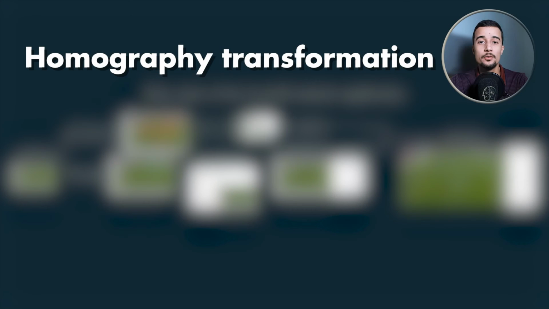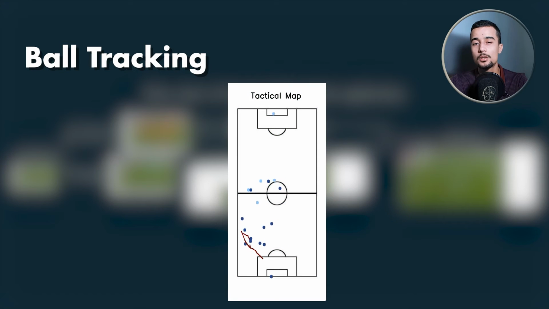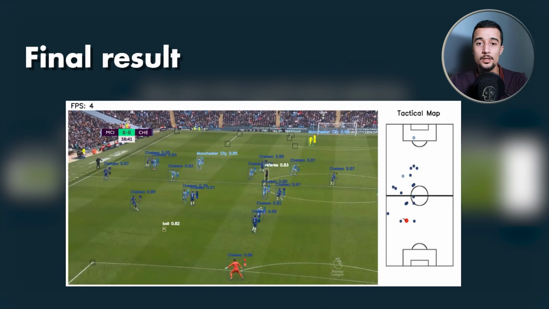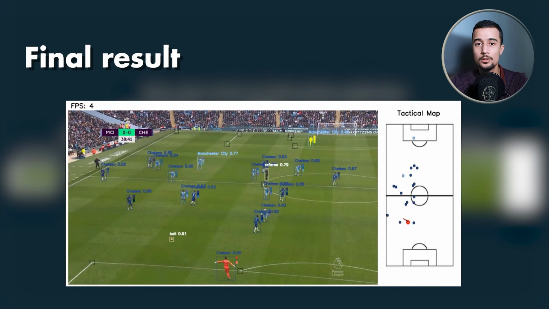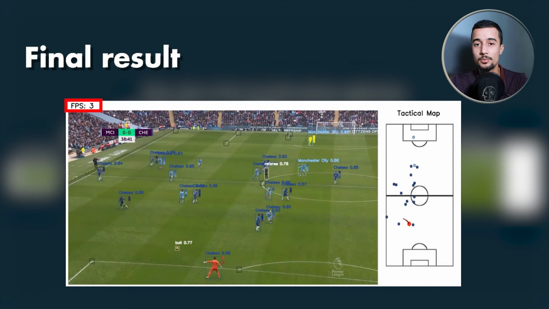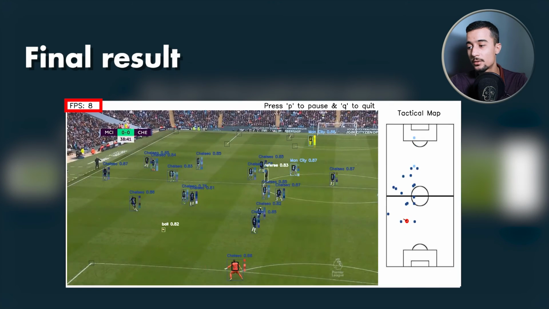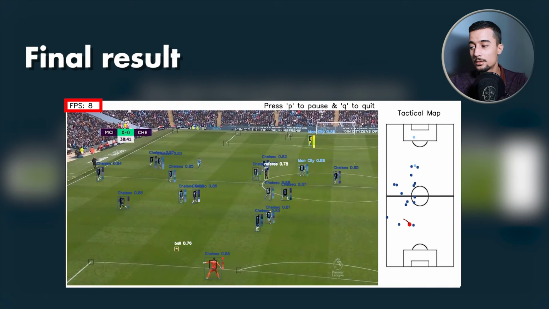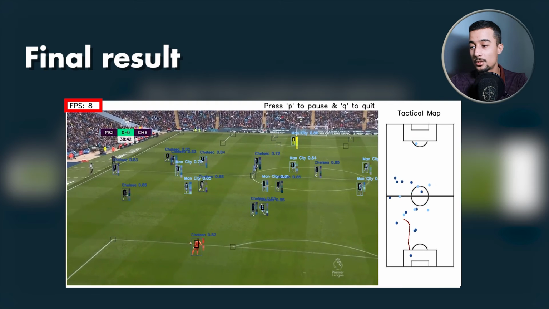Now once we have the coordinates of the players and the ball on the tactical map, we can easily track the ball movement, since we only have one ball present in the field at each frame, and that indeed presents the last functionality of this application. And finally, the annotated frame is displayed, and as we've seen in the demo at the beginning of this video, we have on average 4 FPS, but as we can see here, if we run the same code on a notebook, we can improve that FPS up to 8 on average.